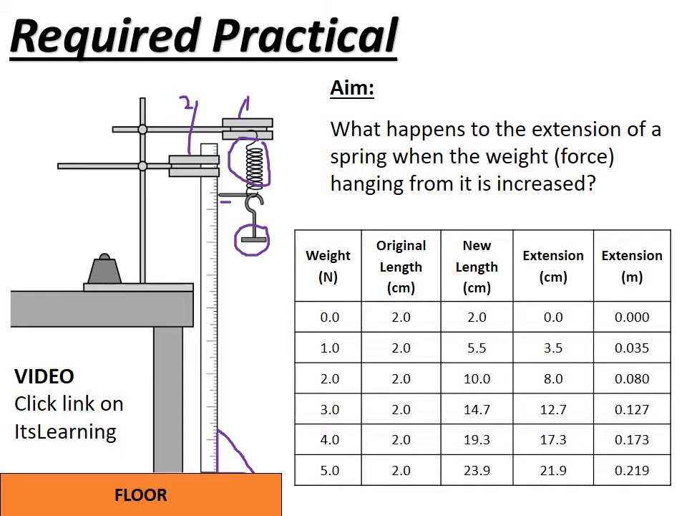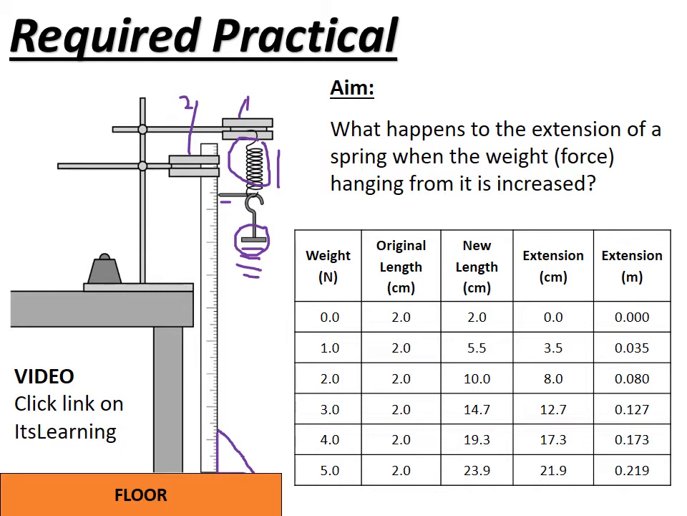Okay, let's look at the results. We have added weights, started with no weights, and then we've got 1, 2, 3, 4, 5 weights. And they will be added on here. So we're going to start with 0, then 1, then 2, 3, 4, 5 weights. And as we add the weights, the spring gets longer. Now the original length of the spring, which is from the top to the bottom like that, is 2 centimeters.